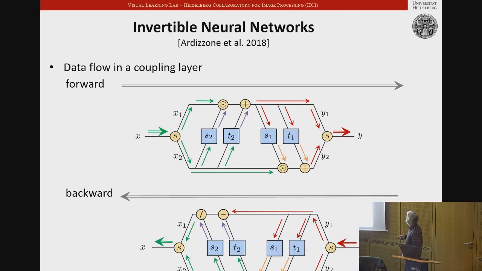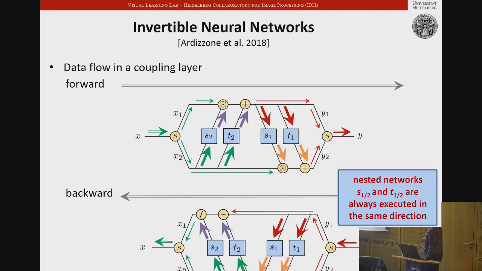And the crucial thing about this design is that these nested functions, which are also neural networks, the S1, S2, and T1, T2, are in both cases run in the same direction. The entire network runs forwards and backward, but the nested networks run only in one direction, so they don't have to be invertible. And that's the main trick of the method. So they can be arbitrarily complicated networks, standard CNNs, for example.